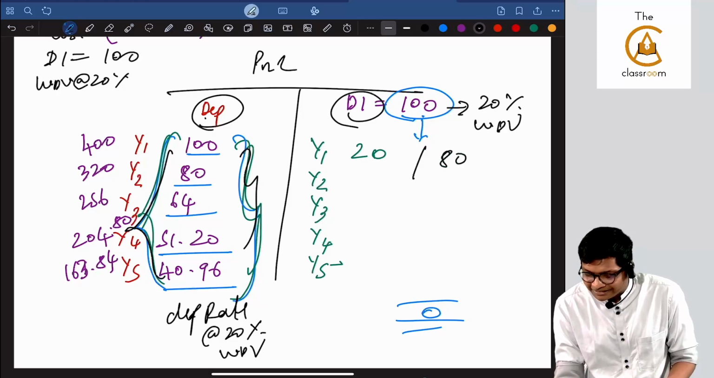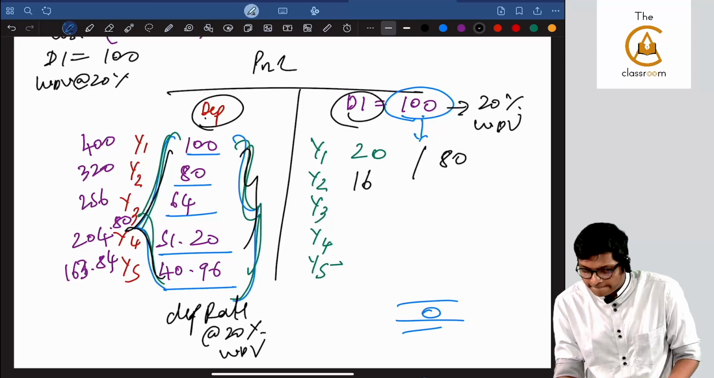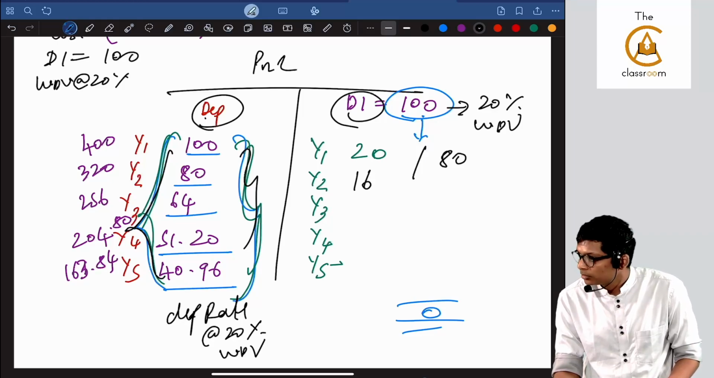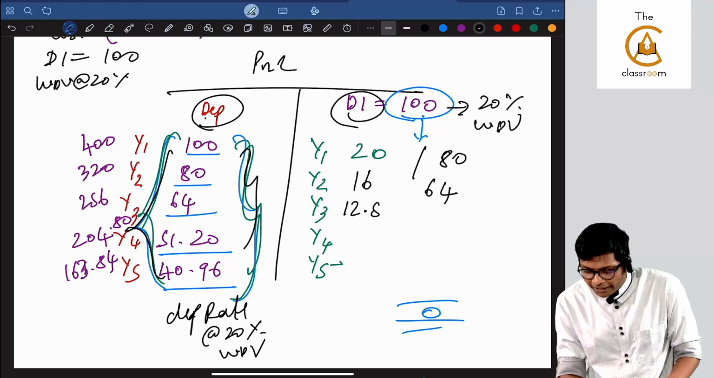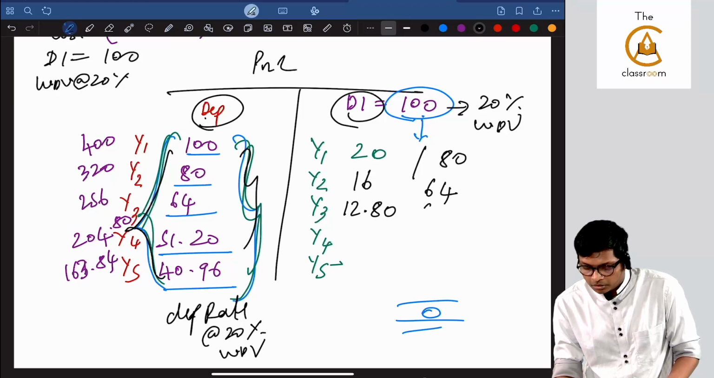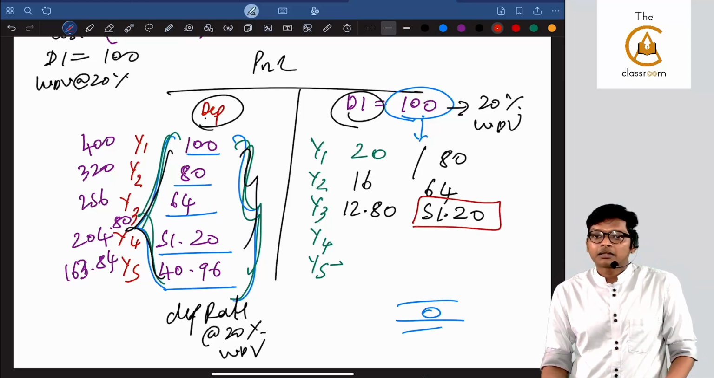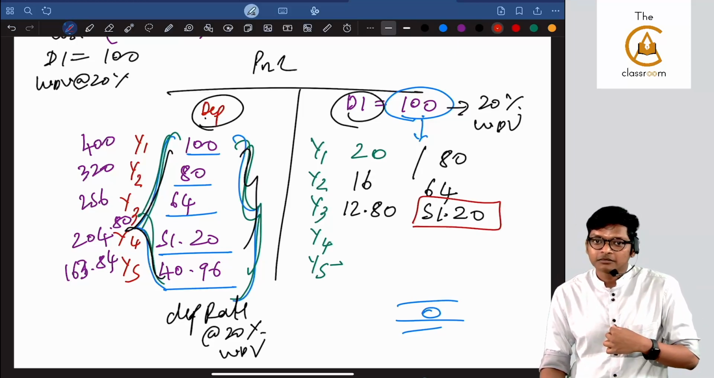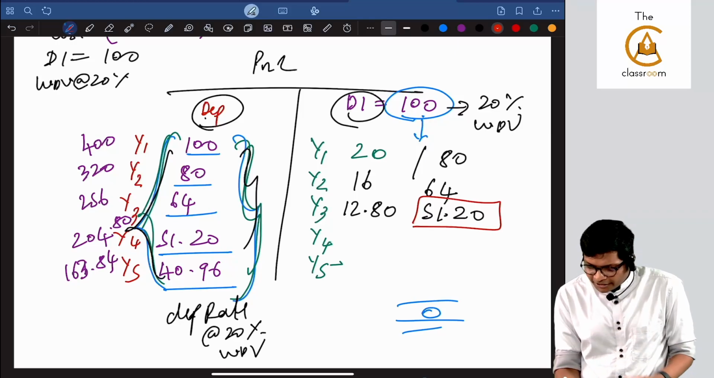What is the balance? 80. Next, what is the balance? 80 minus 16, 64. Next I will reduce 12.8. Balance 51.20 is the balance at the end of third year. I want this value only, correct? I want the balance at the end of third year. Now fourth year also I can keep doing.